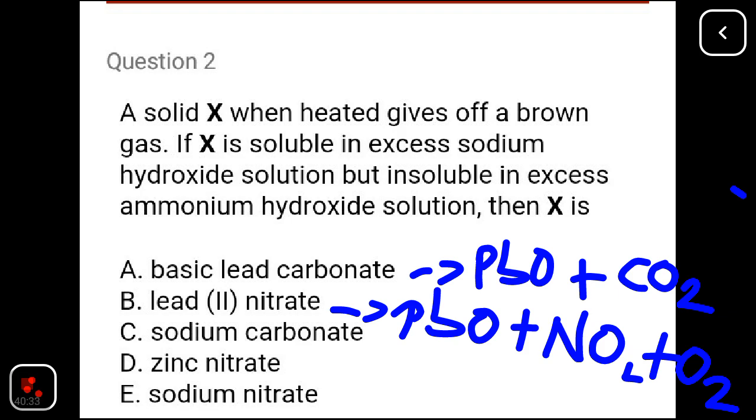So you can see that this one is actually a brown gas. You need to know colors also, very important, right? So nitrogen dioxide is actually a brown gas. So if you read nitrogen very well, you meet all of these things there, right? So option B is the right answer.